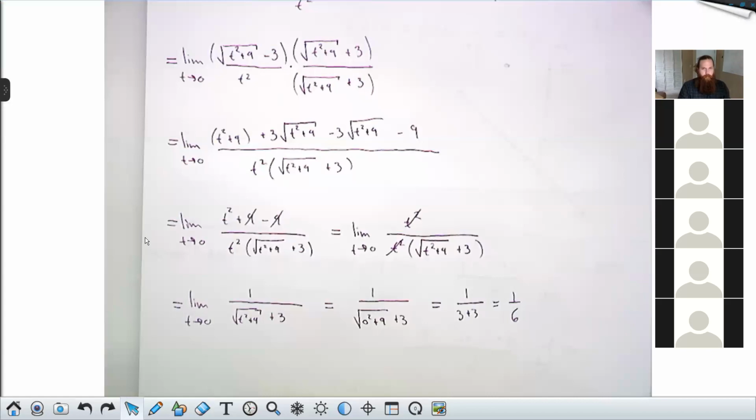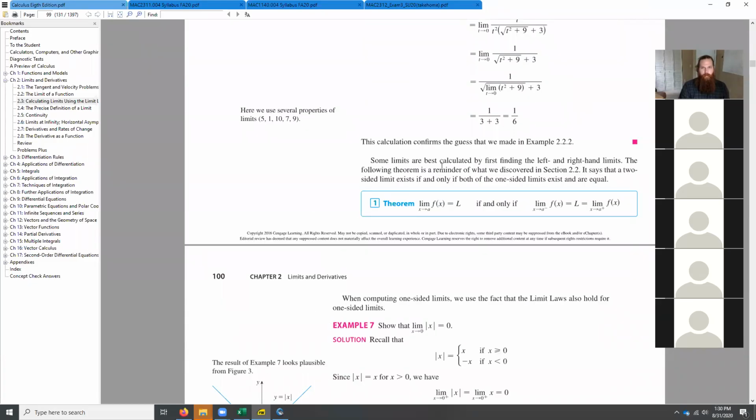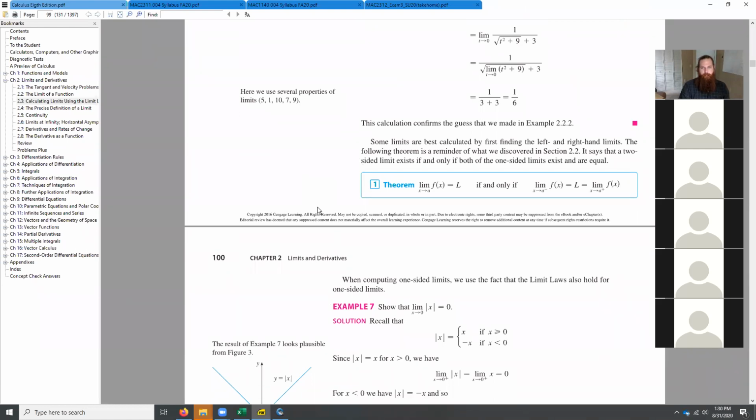Okay. Let's see if there's anything else more devilish that they can throw our way. These are not too bad. Some limits are best calculated by finding left and right hand limits separately. So we remember this, right?